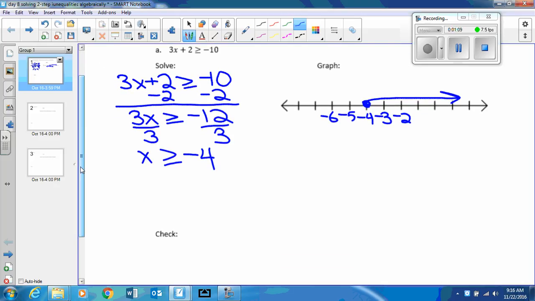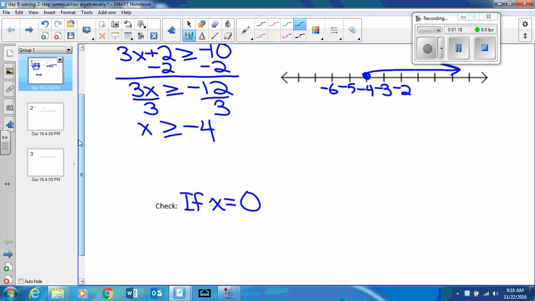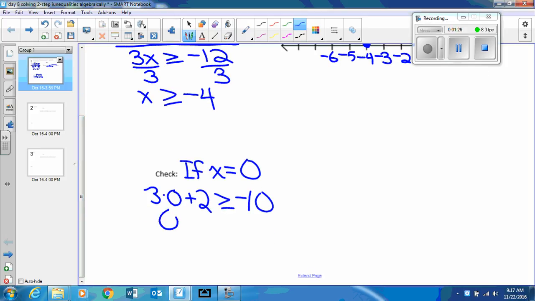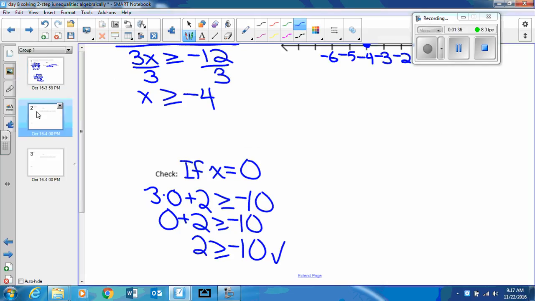And then for my check, I'm going to pick any number above negative 4. So I'm going to look at what happens if x is 0. Go back to my original, and 3 times 0 plus 2 is hopefully greater than or equal to negative 10. 3 times 0 is 0. 0 plus 2 is 2. That is greater than or equal to negative 10, so it checks out okay.